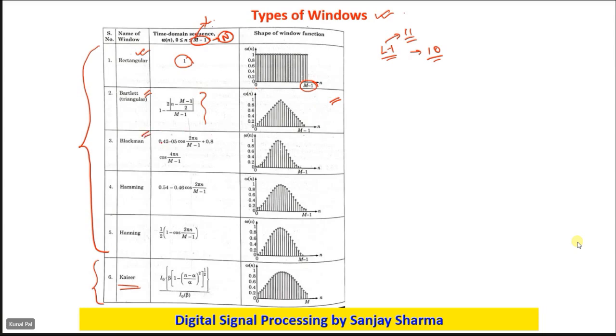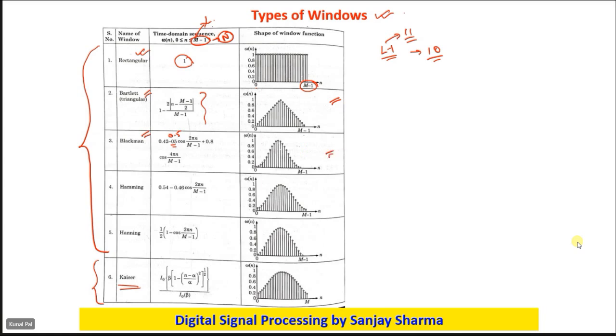In the Blackman window you have 0.42 minus 0.5 cos of 2 pi n by M minus 1, plus 0.08 cos of 4 pi n by M minus 1. And if you see, it has a shape something like a Gaussian shape.